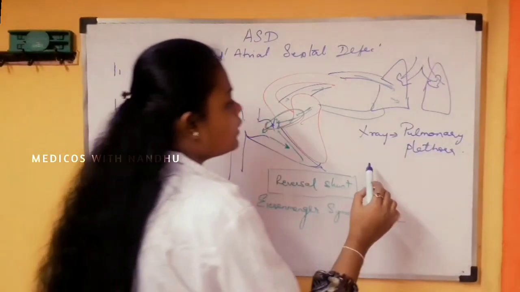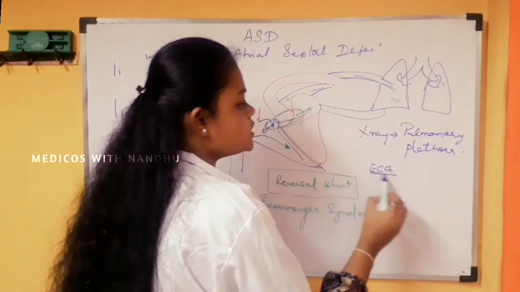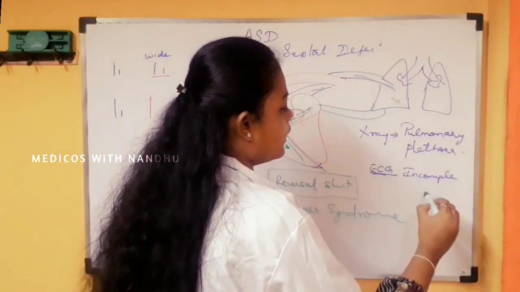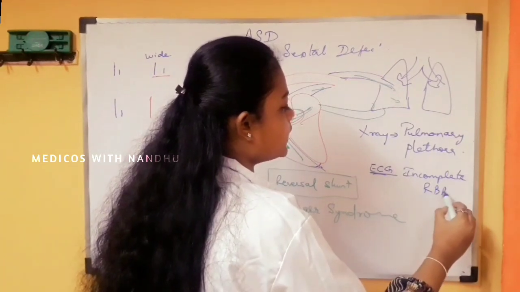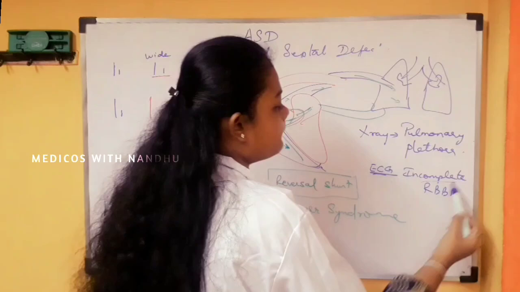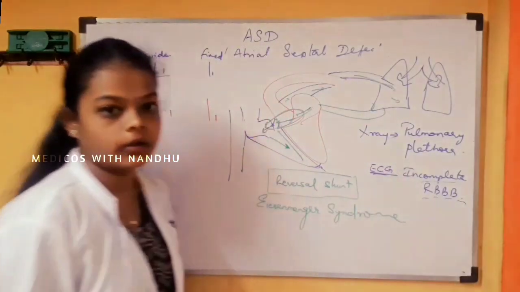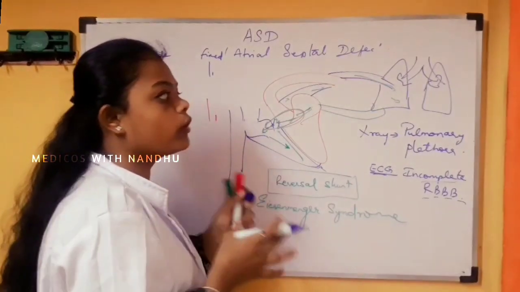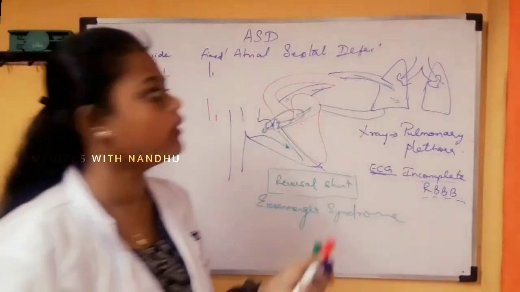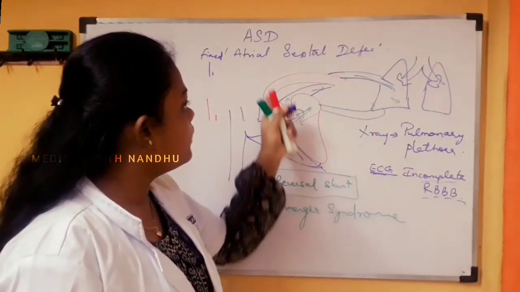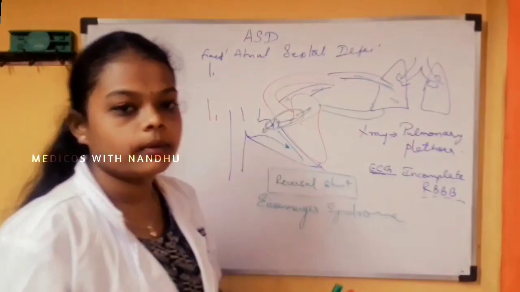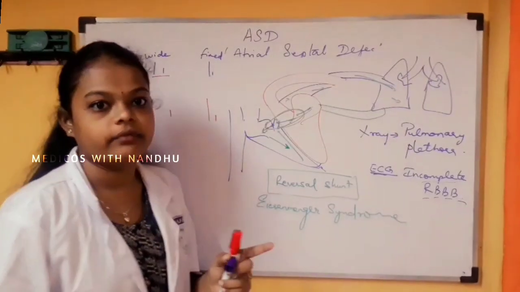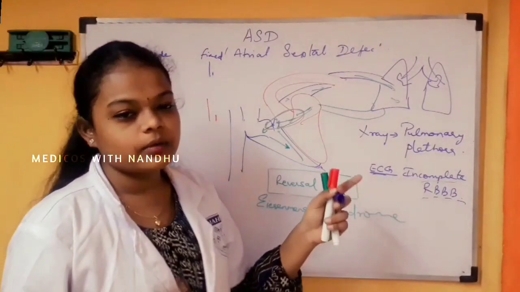Okay. Next in ECG, what happens? There will be an incomplete RBBB. Incomplete RBBB means incomplete right bundle branch block. Okay, and clots can be produced in the lungs because a greater amount of blood is pushed to the lungs and there is no blood going to the tissues and other parts of the body. Reversely, it is circulating in the heart itself. So it causes clots in the lungs.